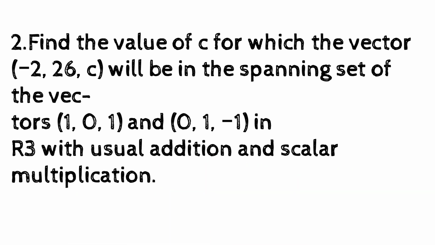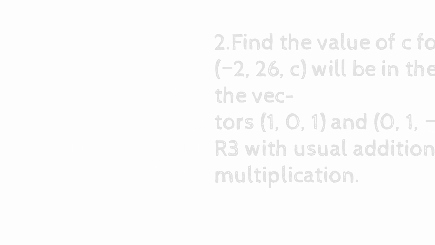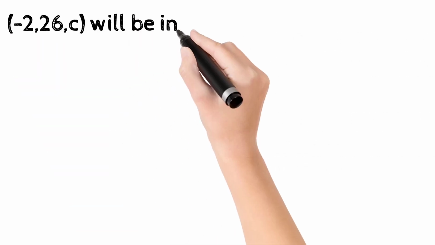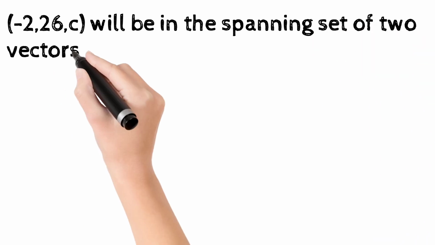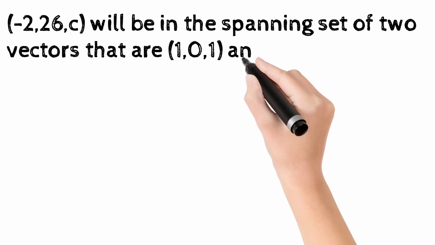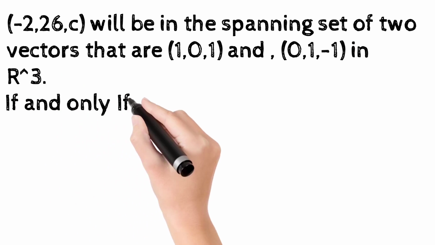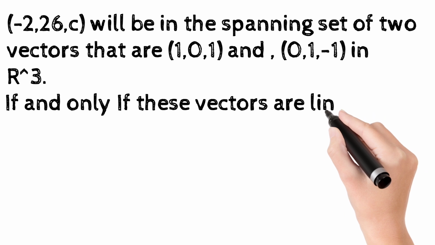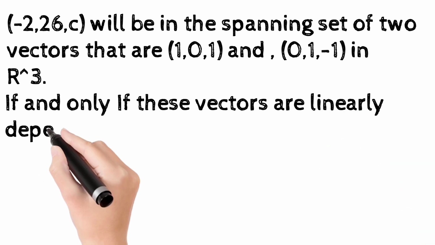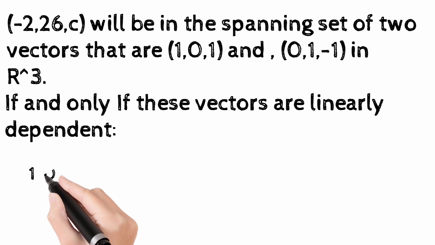Here's question number 2: find the value of c for which the vector (-2, 26, c) will be in the spanning set of two vectors (1, 0, 1) and (0, 1, -1) in R cube with usual addition and scalar multiplication. So here's the answer: (-2, 26, c) will be in the spanning set of the two vectors (1, 0, 1) and (0, 1, -1) in R cube if and only if these three vectors are linearly dependent, as written in the question.